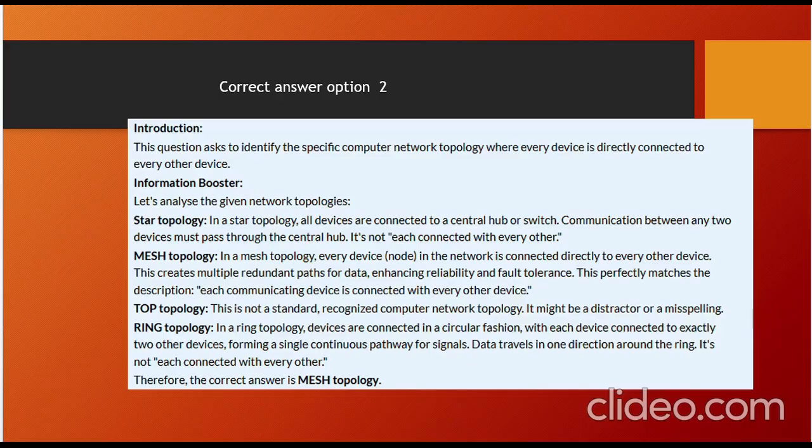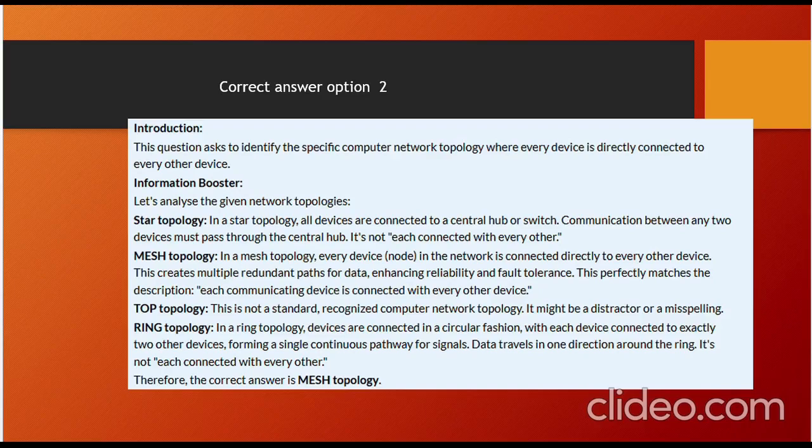given network topologies. Star topology, all devices are connected to a central hub or switch. Communication between any two devices must pass through the central hub. It is not connected to every other computer. In mesh topology, every device is connected directly to every other device.